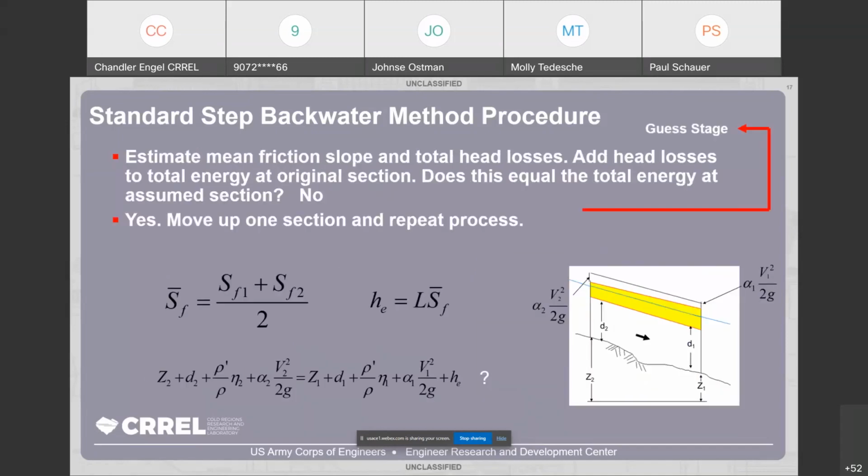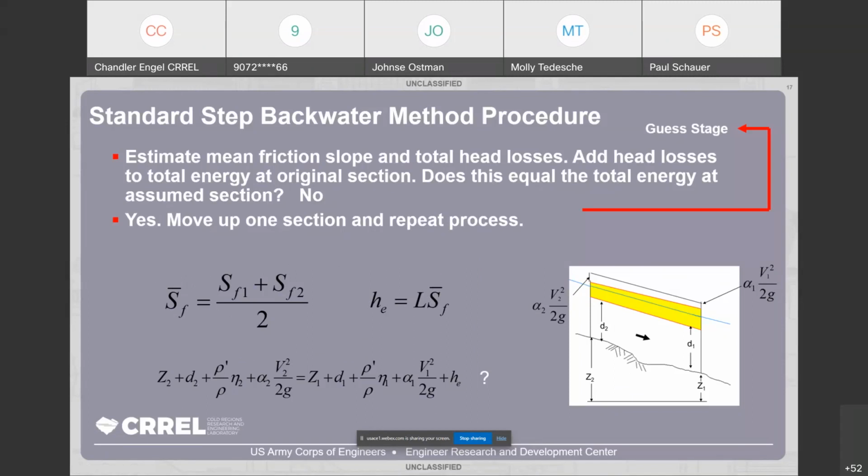Now we take our friction slopes at each section and find the mean using our mean equation here. We use this times the distance between the cross sections, that's the L term, and we find from that the friction head loss term, H sub E. We take that and add it to our downstream energy that we calculated in the first step. You can see that on the right side of the equation at the bottom. H sub E is now added on there.